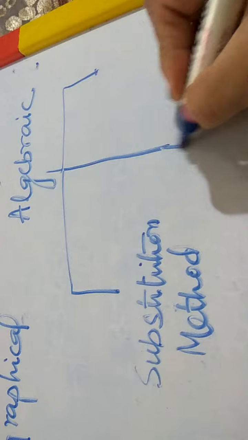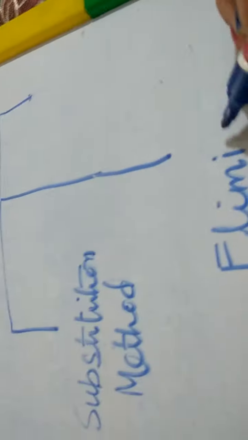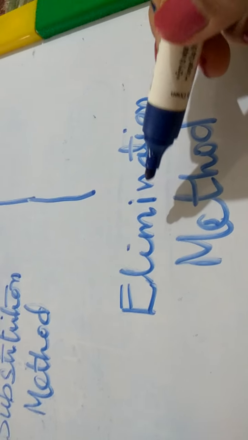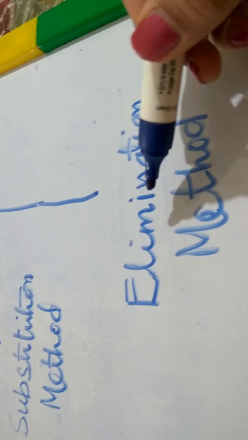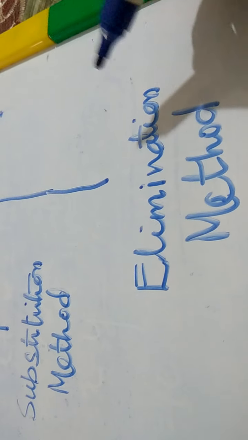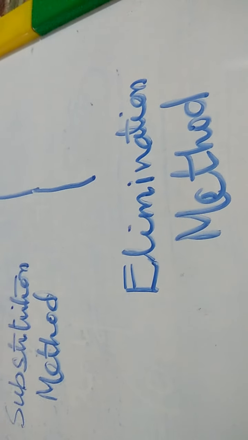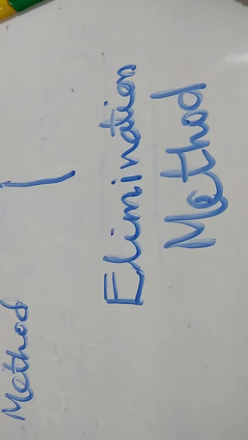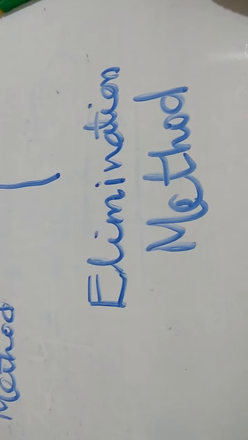The second one is the elimination method. This method is completely new to you, and I will discuss it in my next video. The elimination method, here we eliminate one variable at a time and then we substitute the value of the known variable in the other equation to get the values of both the variables. Since we eliminate values by making the coefficients equal, this is called as elimination method.